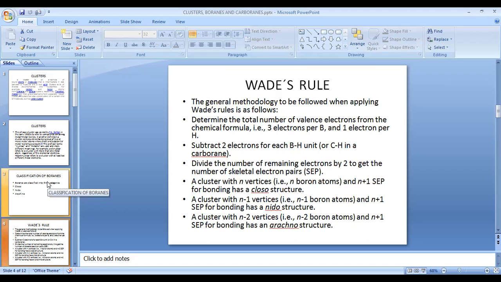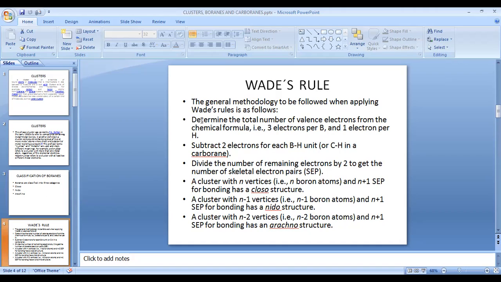Okay. So next, how can we describe the properties, or how can we predict its shape, and how many nuclei are present at the vertices, or we can say apex. That can be found with the help of the Wade rule. Okay, let's see what the Wade rule is. The methodology to follow when applying the Wade rule is as follows. Okay, so how can we apply this Wade rule? To apply this Wade rule, we need to follow some certain rules.